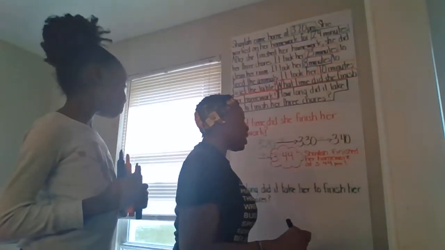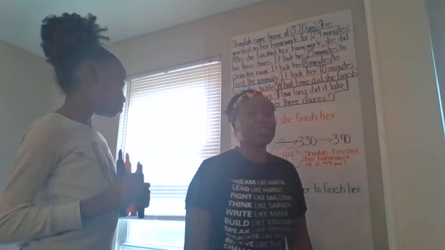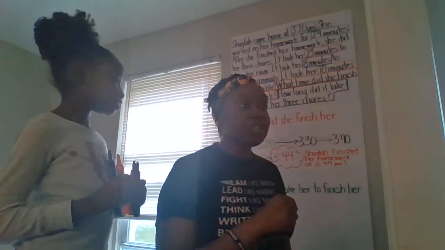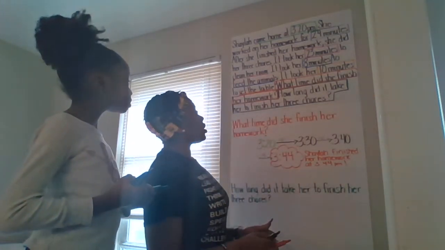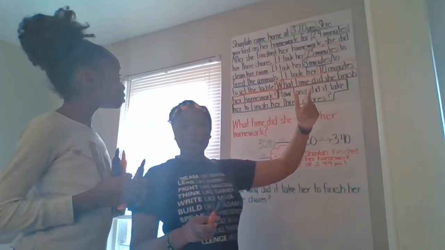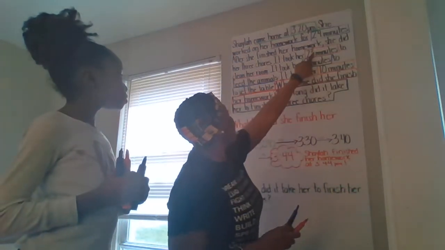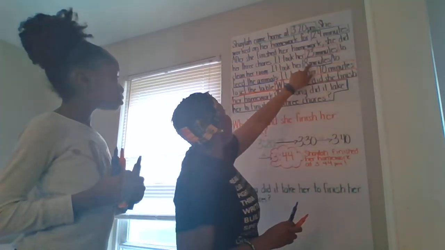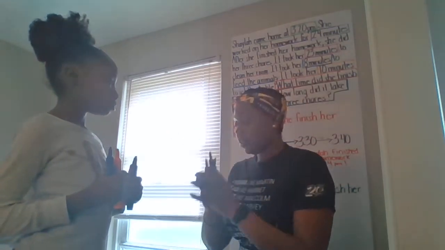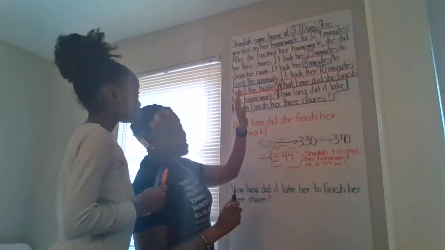All right. So now it's asking, how long did it take her to finish her 3 chores? So she has 3 chores. What are the 3 chores? First she has to clean her room, feed the animals, and set up the table for dinner. So I have 23 minutes for the room, 8 minutes for feeding the animals, and 10 minutes to set up the table. I'm going to put these down. So let's start with 23 minutes to clean her room.